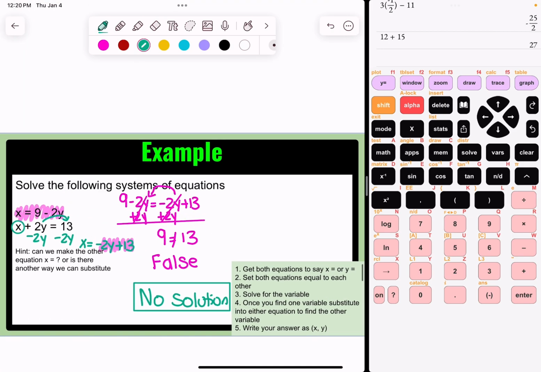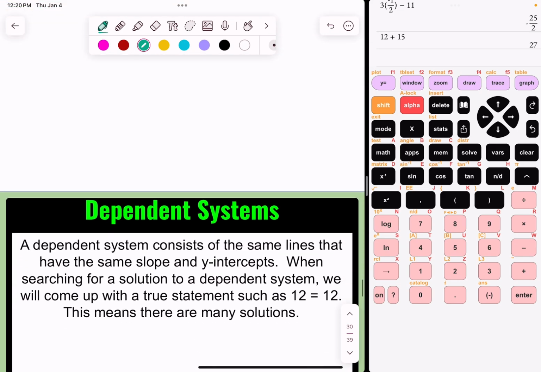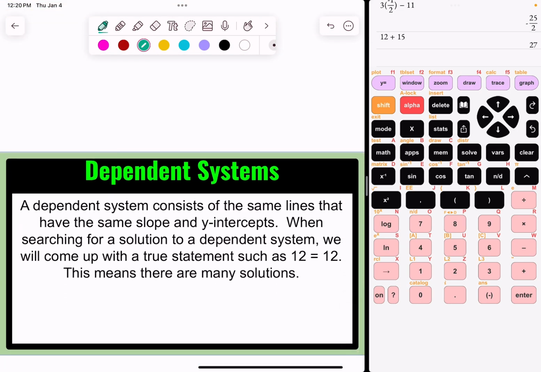And let's look at the next one. Dependent system. A dependent system consists of the same lines that have the same slope and the same y-intercept, so all the numbers are the same. When searching for a solution to a dependent system, you will again end up canceling out the variables, but you'll end up with two constants that are equal to each other, making the statement true. And because it's true, that means we have many solutions.